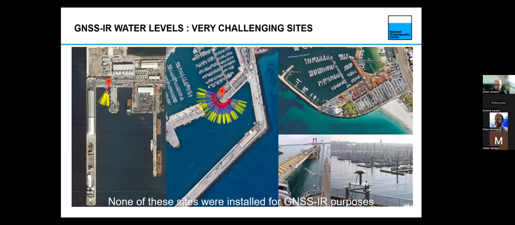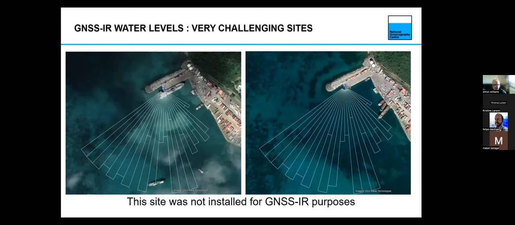Again, very challenging sites. This is a site in St. Martin. We were talking about this yesterday about having ships come in. The plot on the right shows a nice day, no ship in. The plot on the left has this big ship docked there, generally for a few days. So you lose a lot of the signal. You lose a lot of the good signals or good measurements from that site.